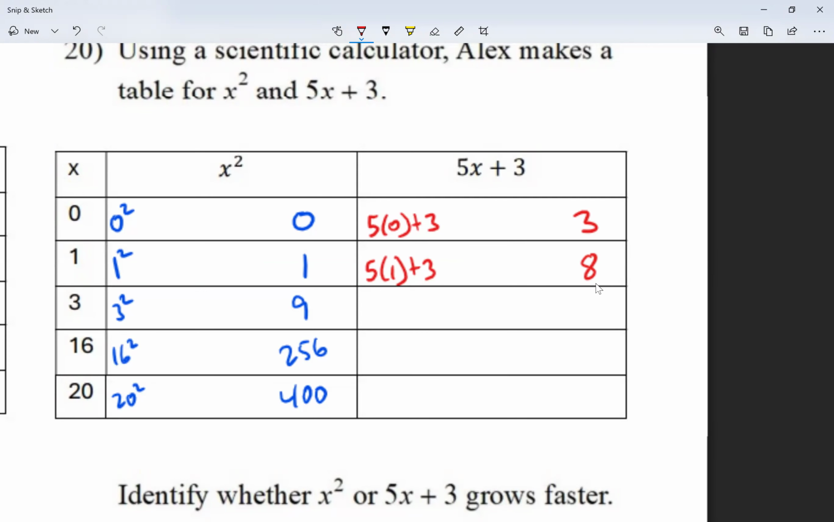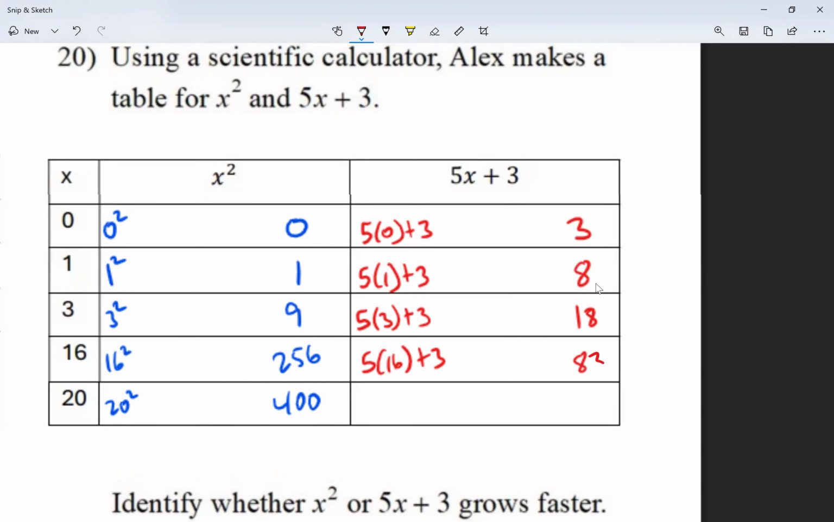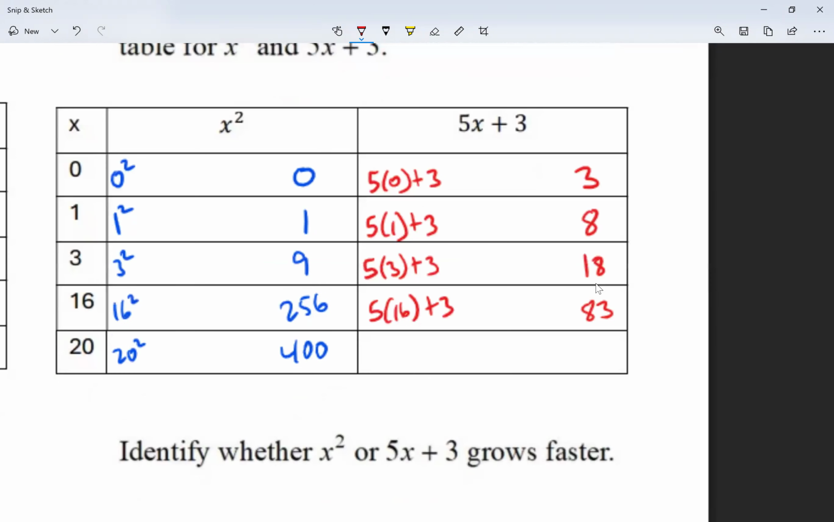If x equals 3, I'm going to go 5 times 3 plus 3, and I get 18. If x equals 16, okay, so 5 times 16 plus 3, according to my calculator, I get 83. Well, what if x equals 20? Remember, the values of x, I'm getting from the left side. You guys see on the left side? So what if x equals 20? So I have 5 times 20 plus 3, and my result is 103.